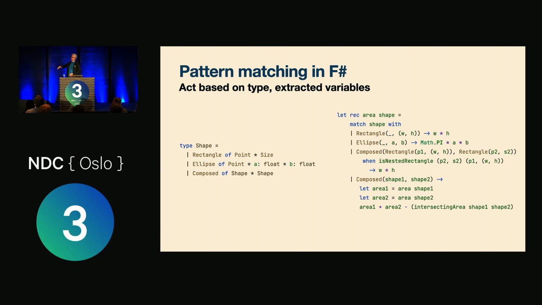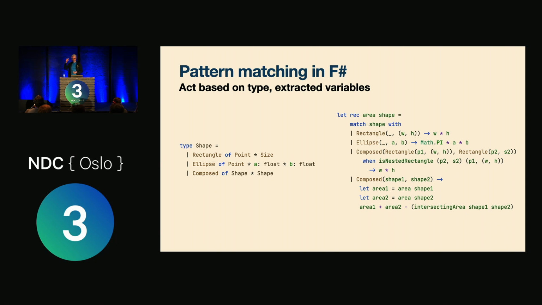If we jump down to the bottom one, we've got a composed of two shapes. I recursively call the area function there to get the area of those two shapes and add them together. And I do some hand waving to get rid of some intersecting area there as well. Where things get more powerful is the first composed option there.